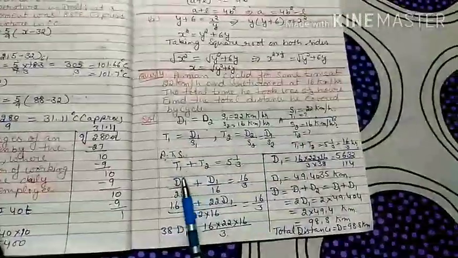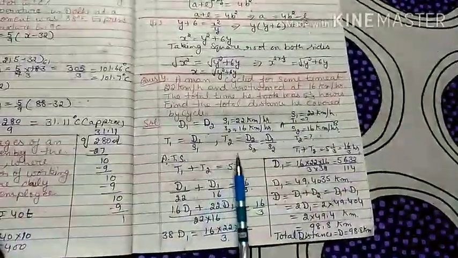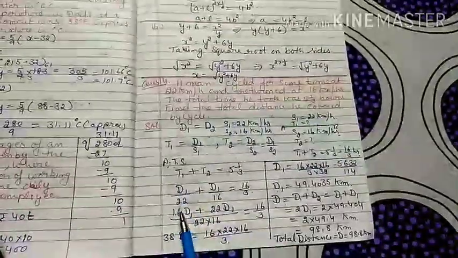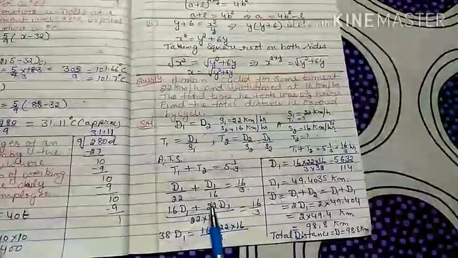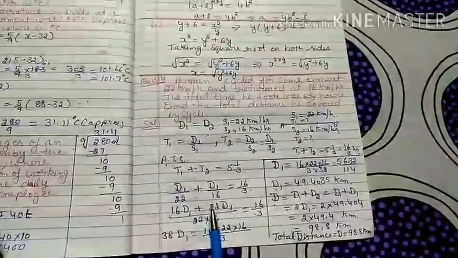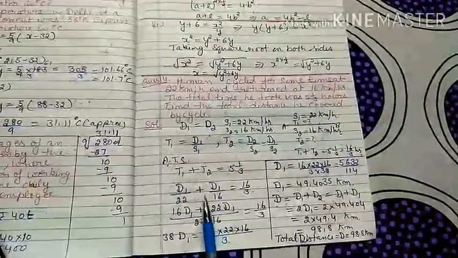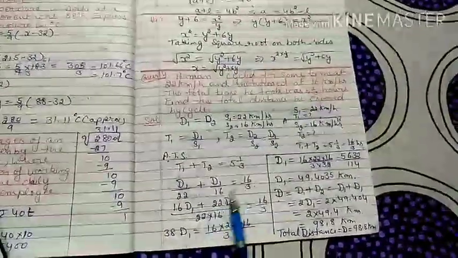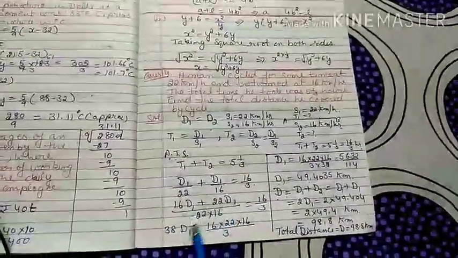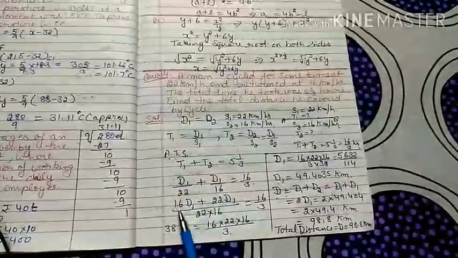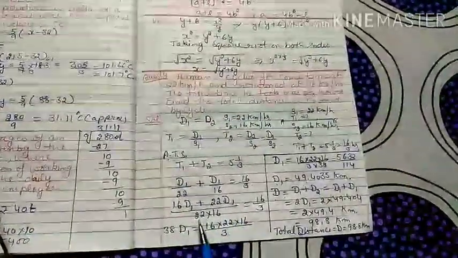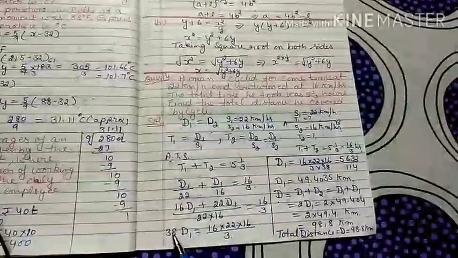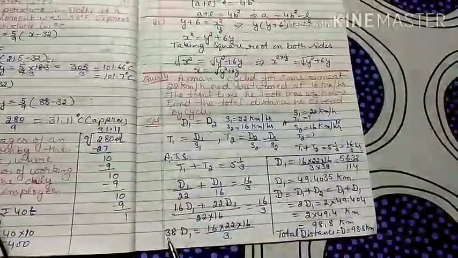Then according to the statement, if you add the total time, that will be 5 1/3. So in place of T1 we place D1 by speed 1, which is 22, and D1 by speed 2, which is 16 km per hour. Why do we write D1? Because D1 and D2 are the same, the distance is the same, so we consider it as D1. When I take the LCM of this, 16 D1 plus 22 D1, 22 into 16, cross multiply and move to this side, and 16 plus 22 gives me 38.